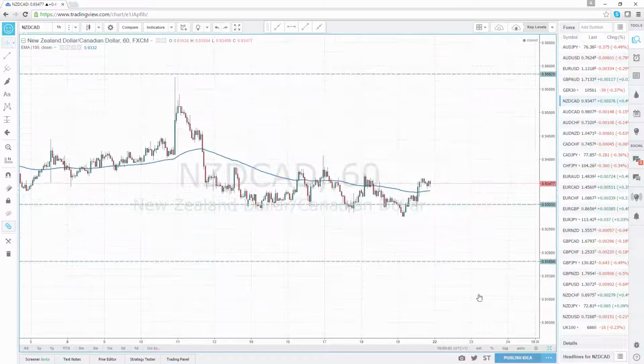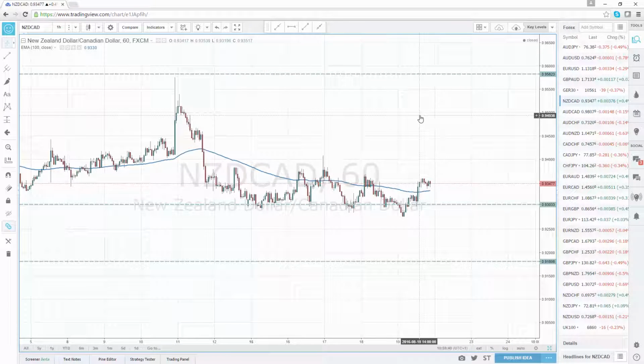It can do two things. It can either break beneath this level and go towards this low here at 91.81, or it can break out above this high around this area here and then take us all the way back up to around the 95 level.